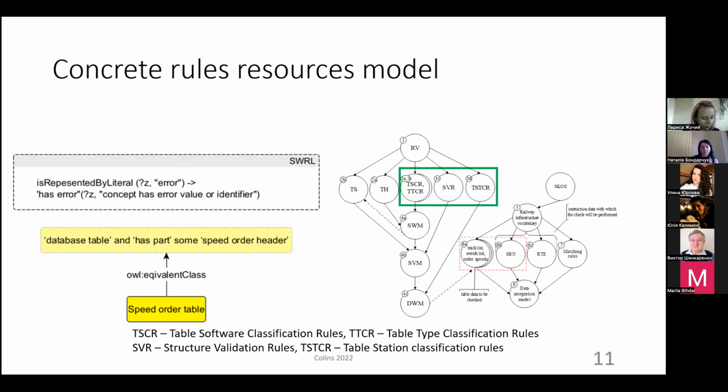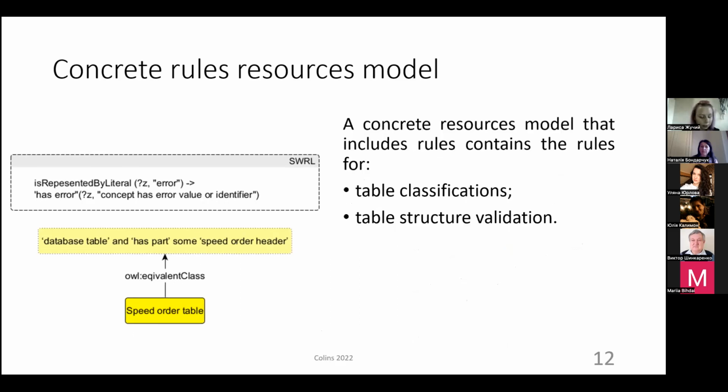Rules for validating structure of tables, classifying tables by type, program, and station are formalized. Ontologies of a concrete resources model that includes rules are presented on the diagram of the procedure for forming a modular ontology of railway infrastructure. Tables validation is performed using the SVRL rules for cells containing the error literal.